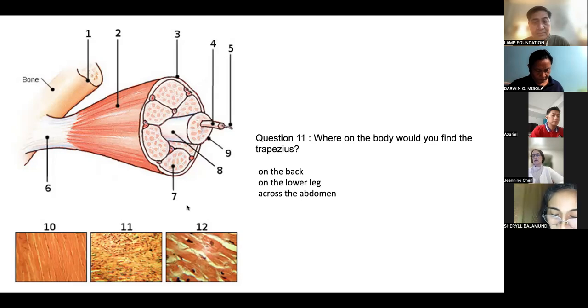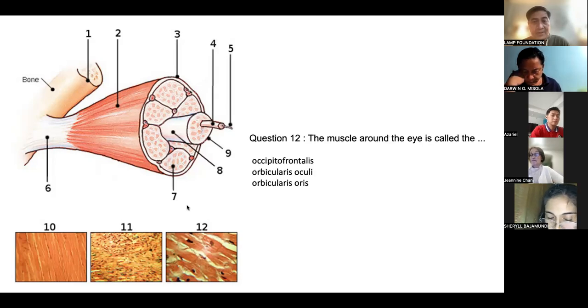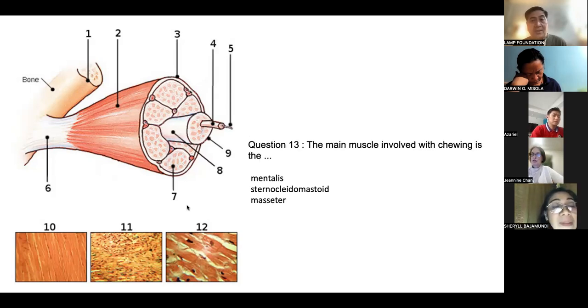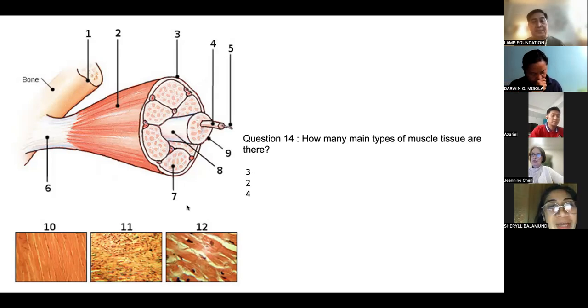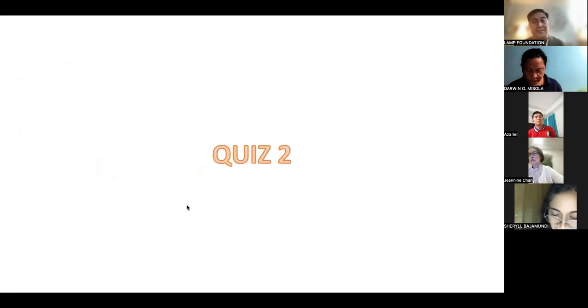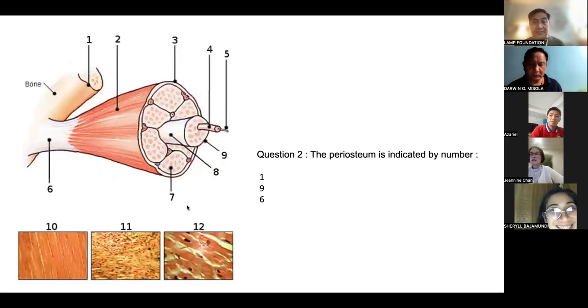Where on the body would you find the trapezius? At the upper back. The muscle around the eyes is called the orbicularis oculi. The main muscle involved with chewing: masseter. How many main types of muscle tissue are there? 3. What are they? The smooth, the skeletal, and the cardiac muscles. Which type of muscle is also known as voluntary muscle? Skeletal muscles. Number 11 is pointing to an image of the smooth muscle.